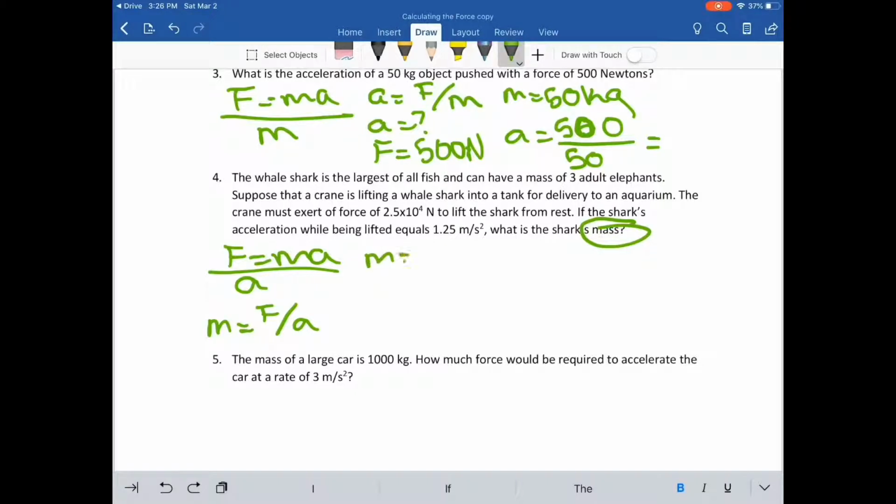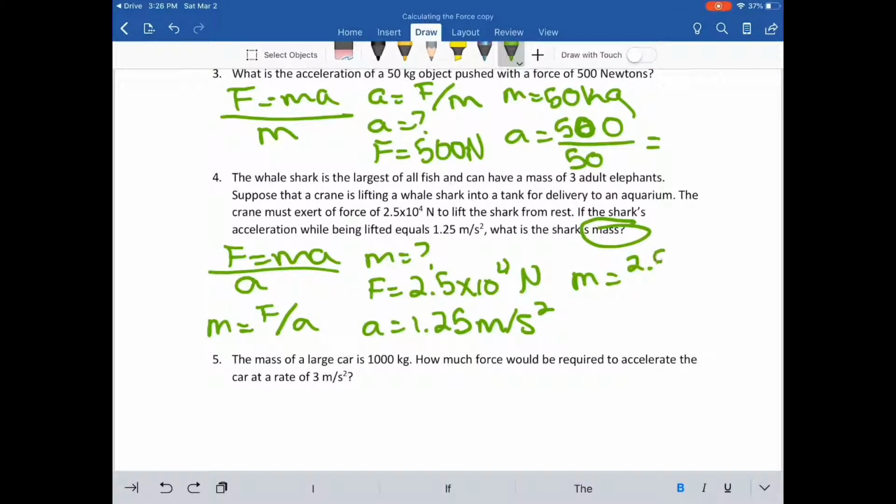All right. So we don't know what mass is. We know that the force is 2.5 times 10 to the 4th newtons, and we know that our acceleration is 1.25 meters per second squared. So if we put that into our equation, it's going to look like this. And then you will plug that into your calculator to get your answer. So these are the 3 versions of the equation that you will need to use for this worksheet.